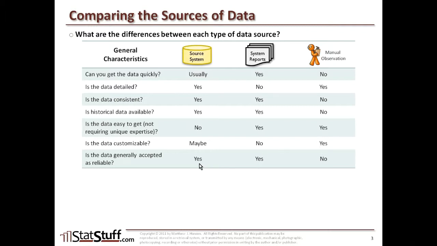Now, is the data generally accepted as reliable? From a source system, it usually will be considered to be reliable because usually there was some rigor that was applied up front before the system was developed or as it was being developed to ensure that it was accurate and reliable.